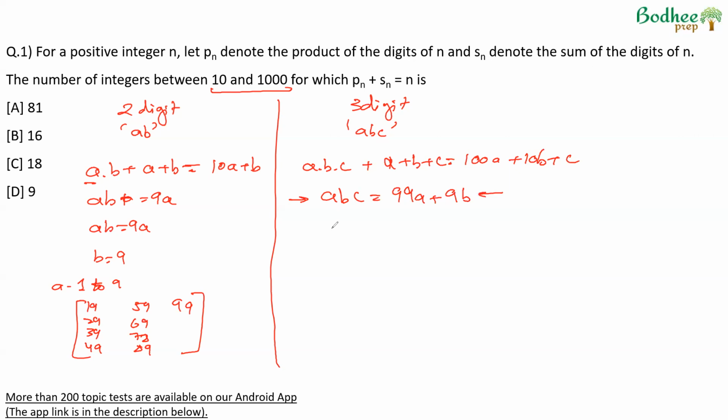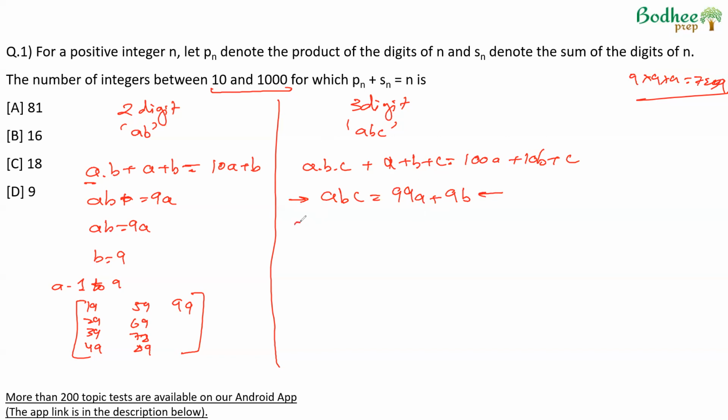Now, I'm starting by putting in values. The maximum value that A into B into C can take, when all three digits are 9, 9 into 9 into 9, is 729. That is the maximum that can happen. And therefore, the maximum value that A can take, 729 divided by 99, will give us somewhere around 7. So the maximum value that A can take is 7.